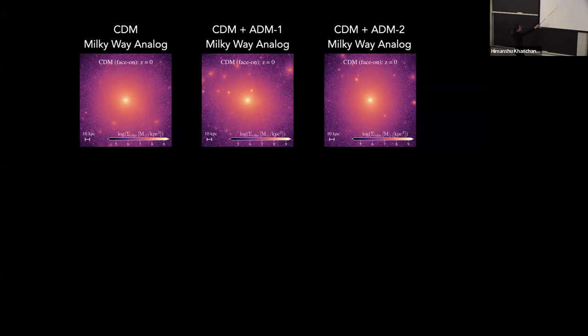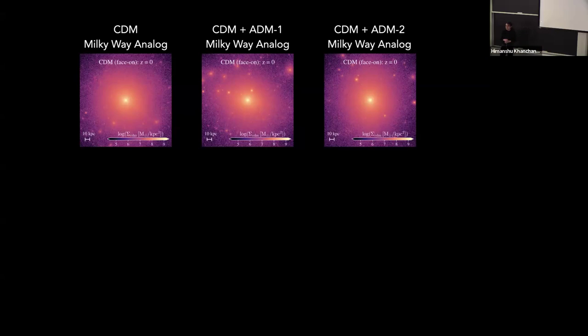So this one here is just going to be a simulation that only has cold dark matter. This one here is cold dark matter plus one particular variant of atomic dark matter, so one parameter space point. And this is a different atomic dark matter model, so this one cools more efficiently. This top row here is just showing the cold dark matter distribution in all of them, and you can see by eye it all looks very similar. You form a halo, there's some subhalos there, cold dark matter looks pretty similar.